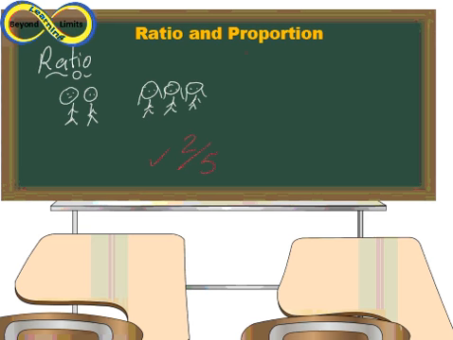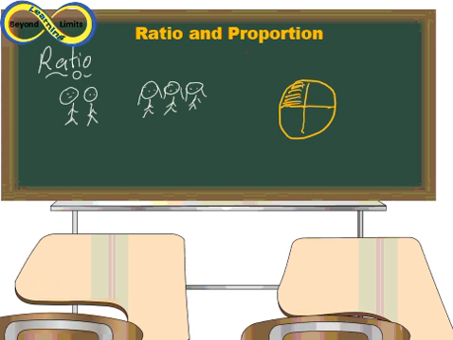So the question is then, when do we represent a ratio as a fraction and when can't we? The answer is simple. When we're talking about part-to-part ratio, we cannot represent it as a fraction, but when we're talking about part to whole, we can represent it as a fraction.